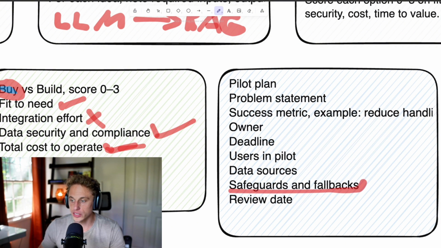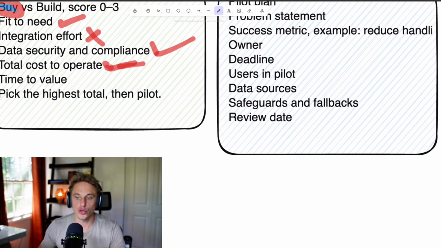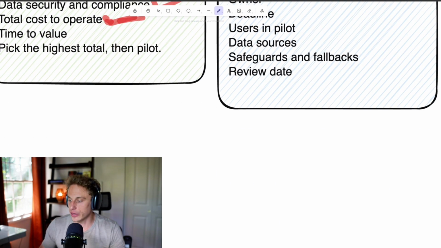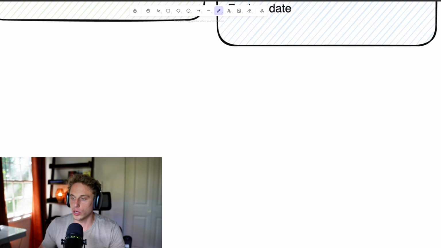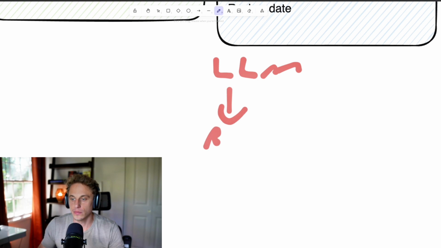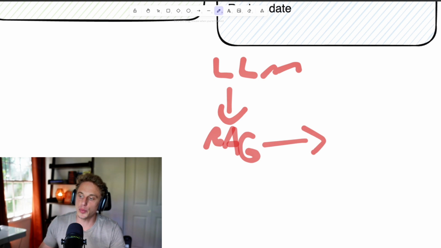What about safeguards and fallbacks? Well, this is interesting. We built a solution for a law firm recently, and one of the biggest issues was that they kept having AI hallucinate. So what we had to do is build an is it true model. So in this scenario, the way that the is it true model works is the LLM gets pinged. Instead of going straight to the output, it goes to RAG, and this is where those multi-agents come in.